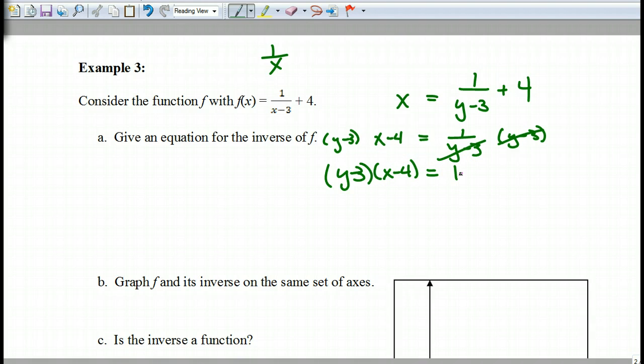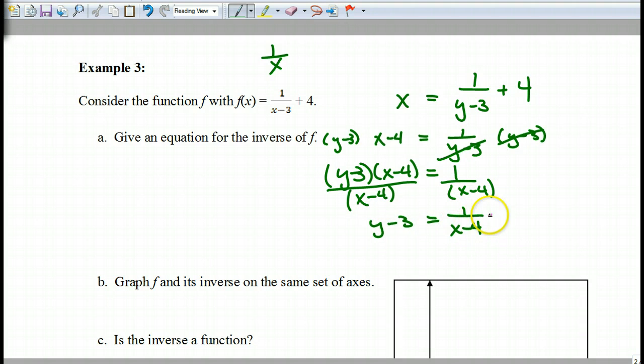Now, what do I do? Divide by x minus 4, the whole thing. So now we have y minus 3 equals 1 over x minus 4. Then you add 3. Good. So then you have y equals 1 over x minus 4, plus 3.